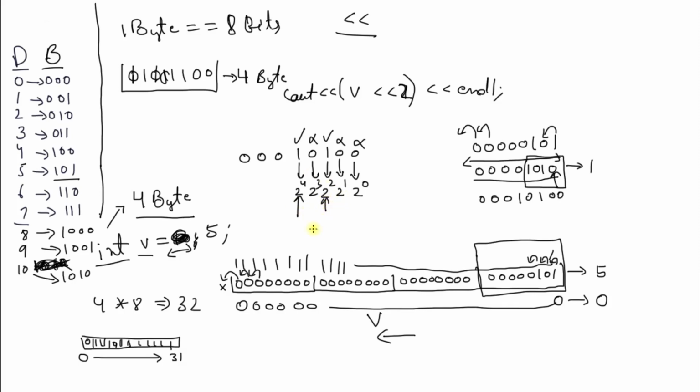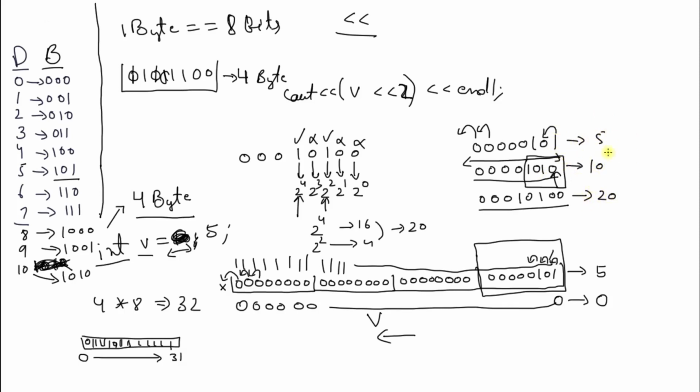So we'll add this. 2 to the power 4 is nothing but 16, and 2 to the power 2 is 4. So add them, it is 20. This is how we calculate this. So this number is producing 20 here, and this was 10. This was 5.